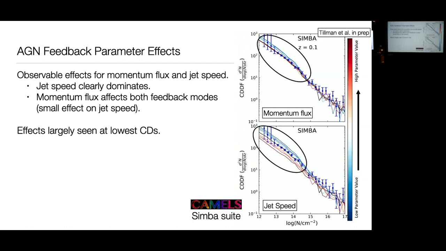So you also see these effects largely at the lowest column densities. They kind of putter out as they get to higher column densities, not able to affect that media as much. And also this noise is because of the box size. But observational data is pretty sparse there, so we don't have to worry about that at the moment.